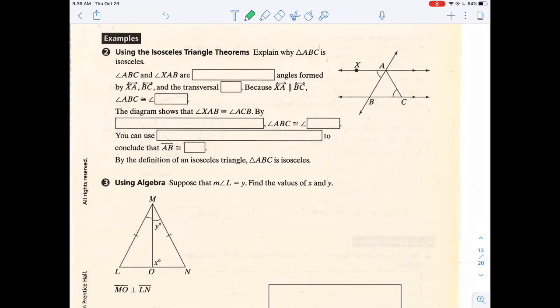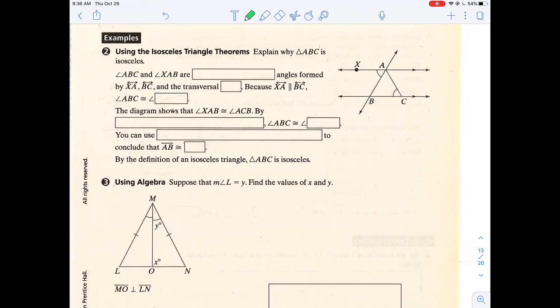Example 2, using the isosceles triangle theorems, explain why triangle ABC is isosceles. So, angle ABC and XAB are alternate interior angles, right? We've got these two parallel lines. ABC is this angle and XAB is this top angle. They're on opposite sides of the transversal, alternate interior angles.